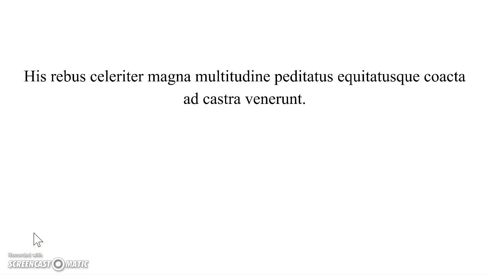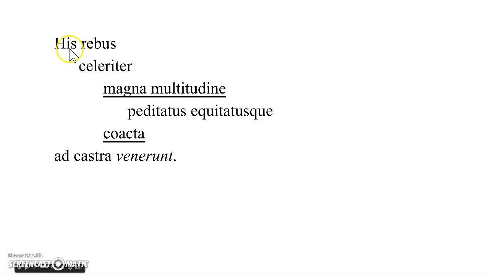His rebus celeriter magna multitudine peditatus equitatusque coacta ad castra venerunt. So by these things, these speeches that the messengers are giving in all the places, they quickly, with a great crowd of infantry and horsemen, foot soldiers and horsemen, having been assembled, so this is ablative absolute, they advanced towards the camp. So the Britons gathered this big army, and now they're advancing towards the Roman camp.